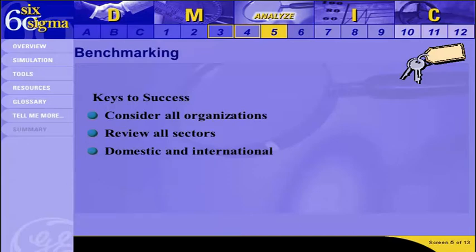If you want to read more about benchmarking, click Tell Me More. Otherwise, click Next to take a look at some further analysis of the commercial loan process.